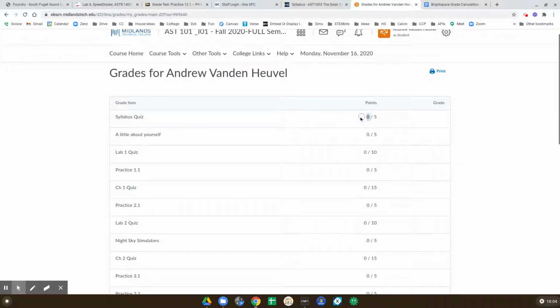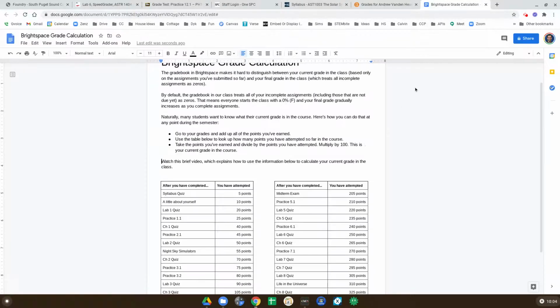What you would do is you would add up these points that you've earned for each of those assignments. All right. And let's just say that adds up to 35 points. Okay, that's the points you've earned. Now, to figure out your grade, you need to divide that by the number of points you've attempted. Now, you could figure that out too by just adding up how many points each of these assignments was worth. Okay, but I tried to save you that step by giving you this table.